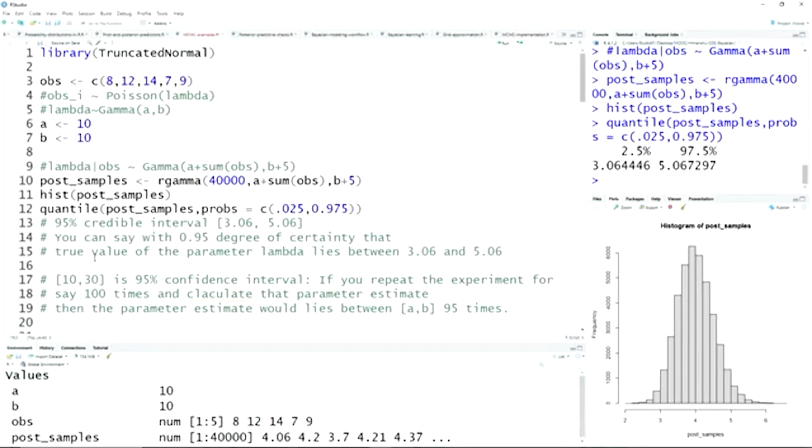key difference that parameters are considered random variables in the Bayesian framework, right. So, we are only thinking about certainty in estimation of the parameter. So, how much certainty we have in the parameter estimate. So, we are making a statement about the true value of the parameter. Okay. So, the true value lies between 3.06 and 5.06, and we can say this with a certain degree of certainty. Okay. So, that is the key difference.